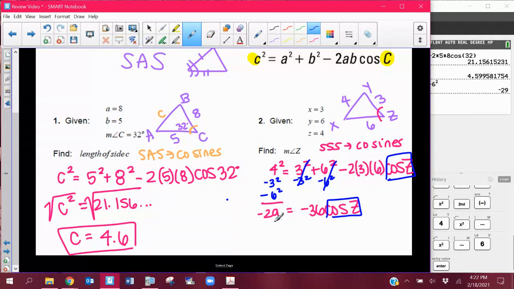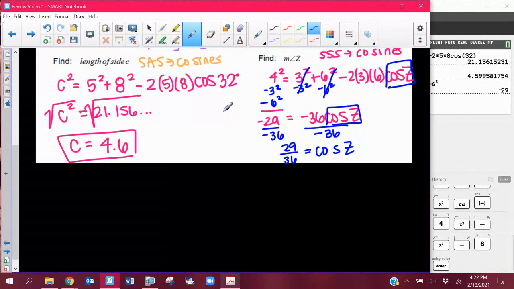These things are being multiplied, so I'm going to divide both sides by this negative 36. When I divide a negative by a negative, I get a positive. And this is equal to the cosine of Z. So if I wanted to get whatever the measure of angle Z is, again, I can't divide by a cosine. That's just not an operation that I can do because this is an actual operation happening. So in order to get rid of this cosine, I need to do the inverse cosine of both sides.